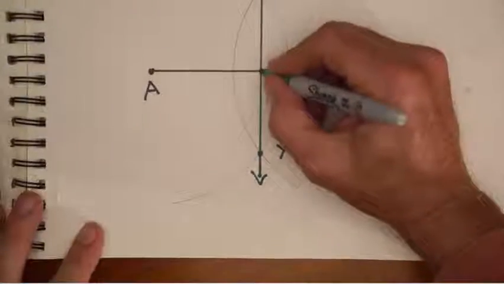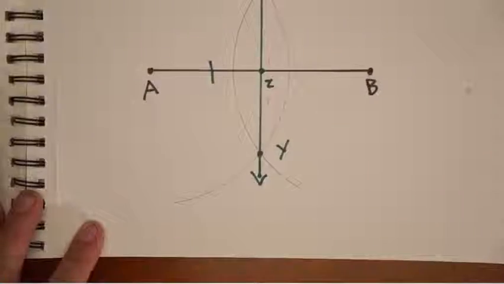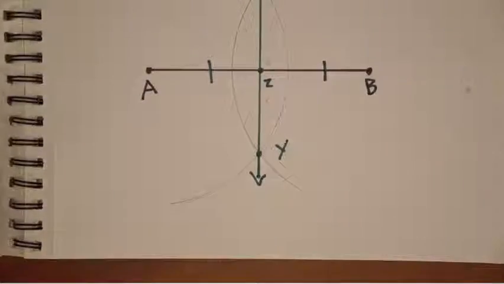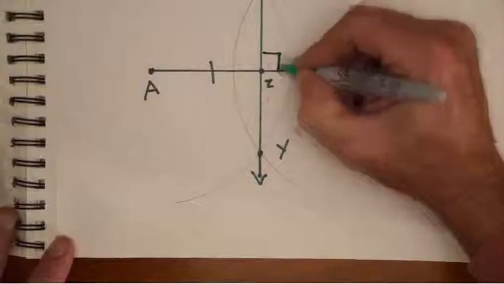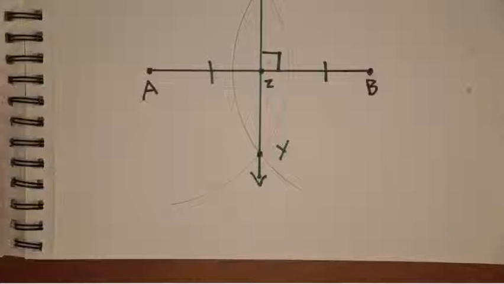If we want to label this point as Z, we could say that line segment AZ is congruent to line segment BZ. And that's a right angle. Line segment AB is perpendicular to line XY.